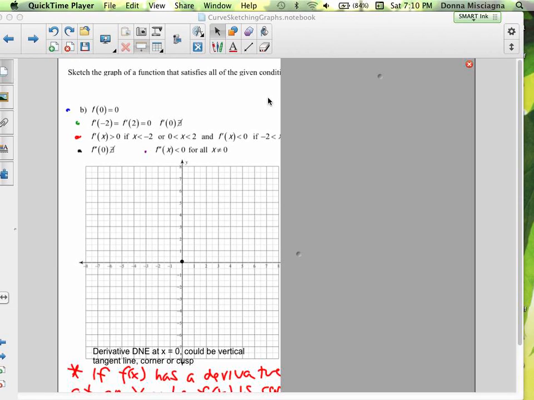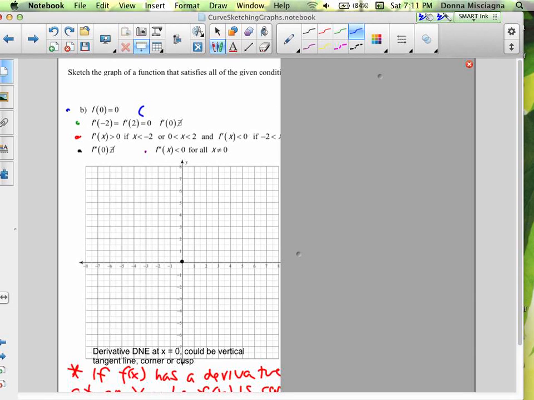All right, so we have first piece of information, f of 0 equals 0. I already have that point right there on our graph, so that's telling us that, just like in the last one, that (0, 0) is a point, right? So we've got an x-intercept and a y-intercept all in one.